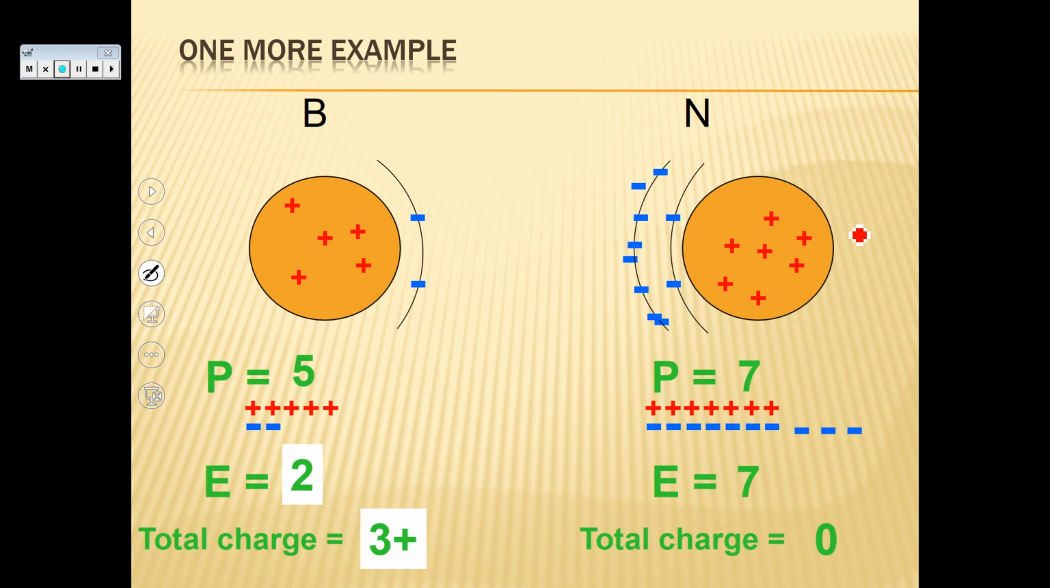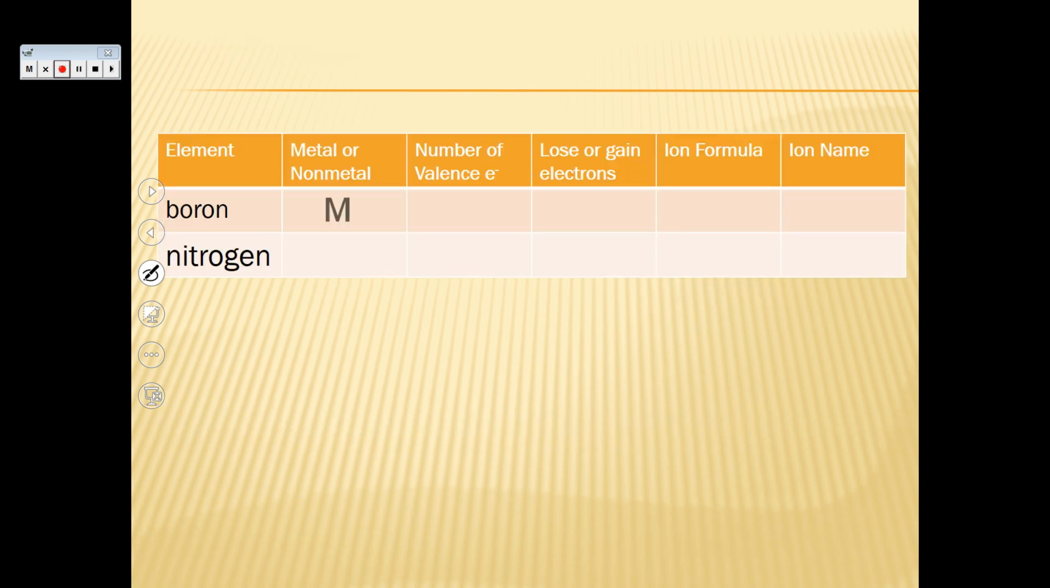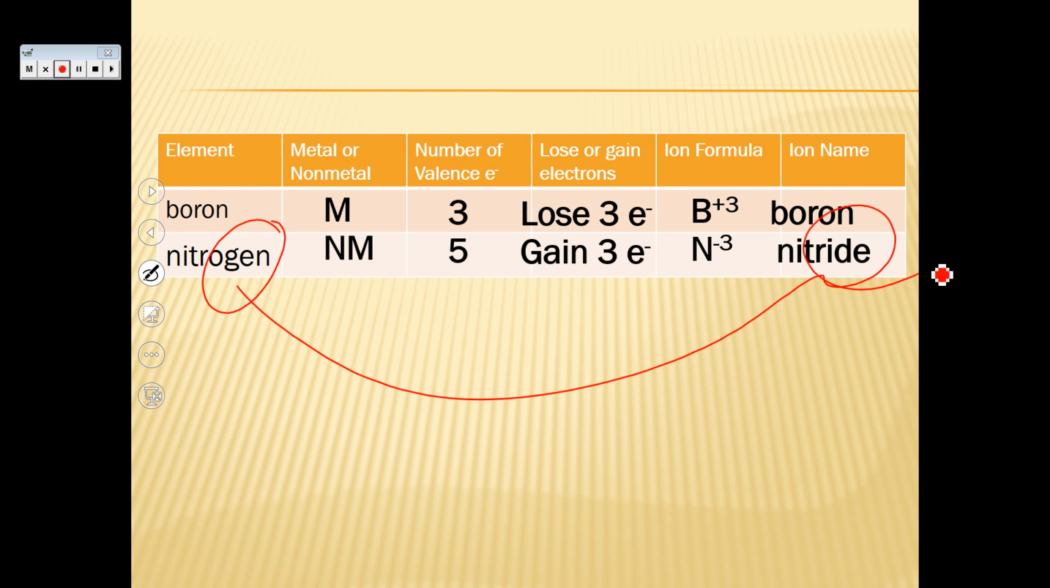Boron now has a 3 positive charge. Nitrogen now has a 3 minus charge. We call this B3 positive ion, and we call this N3 minus ion. So boron, which is a metal, has 3 valence electrons. It loses 3 electrons to become B positive 3, and its name is boron. Nitrogen is a nonmetal with 5 valence electrons. It gains 3 electrons to become N3 minus, and its suffix changes to IDE.